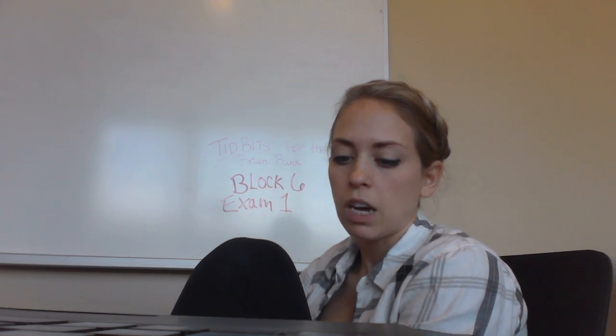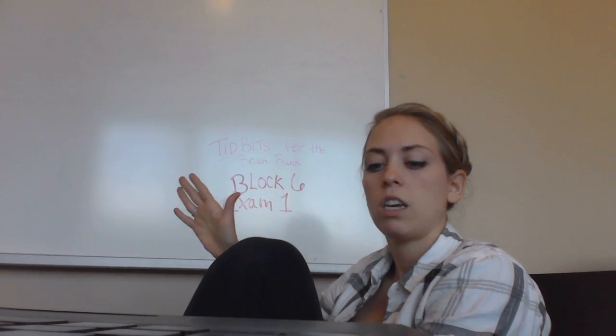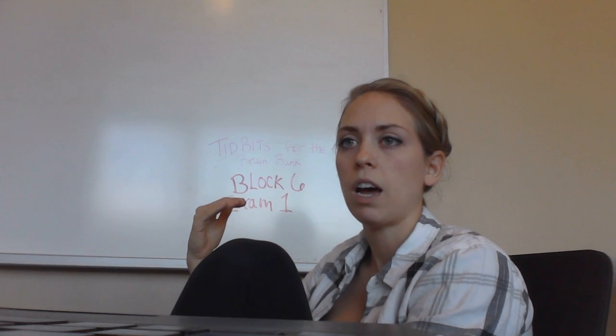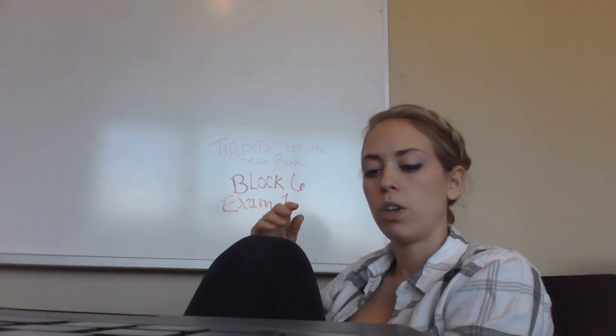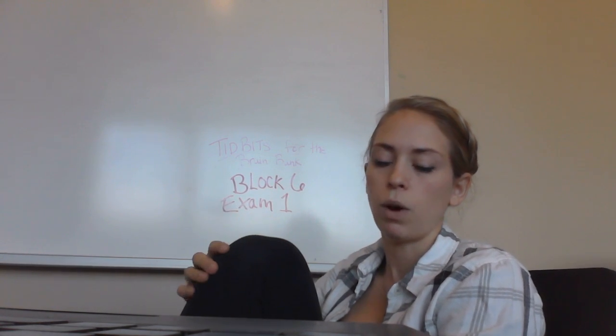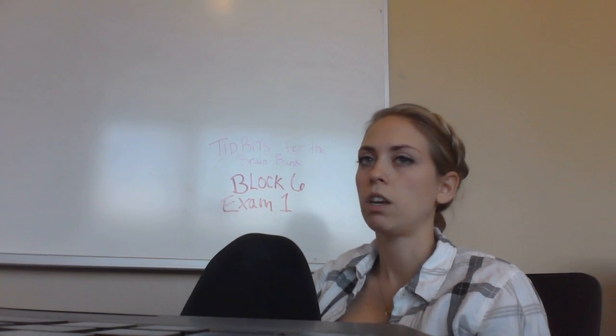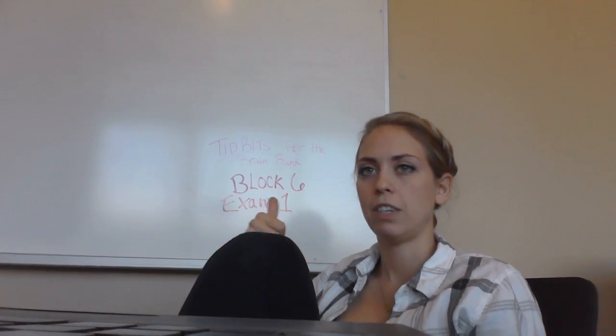So that's the difference between TACO and TRALI. TRALI affects the lungs but will not respond to diuretics. TACO affects the lungs, but it will respond well to diuretics. TRALI, no diuretics. TACO, yes, diuretics.